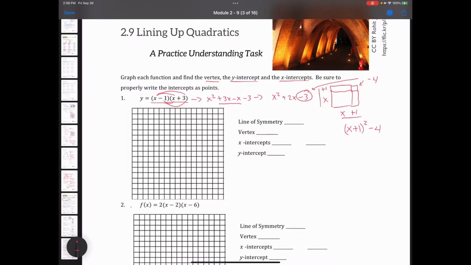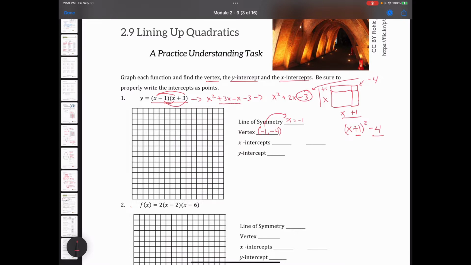So the vertex will be at negative 1, negative 4. Now remember, when it's in parentheses, we change the sign. When it's out of parentheses, we do not. So the vertex will be negative 1, negative 4. We also have discovered that the line of symmetry is just the x value of the vertex. So I'm going to say x is equal to negative 1.